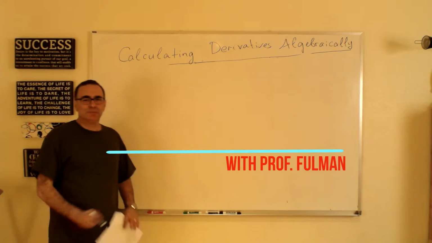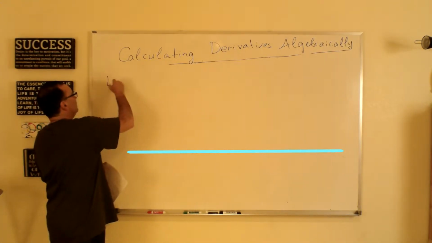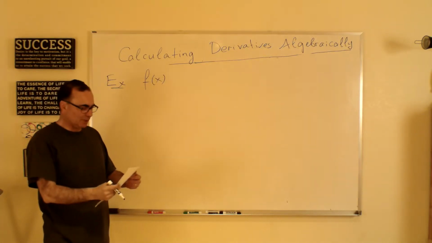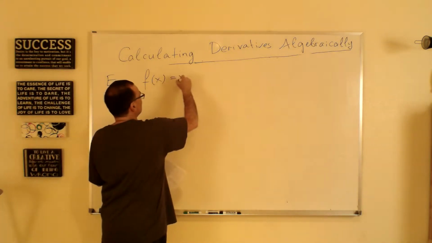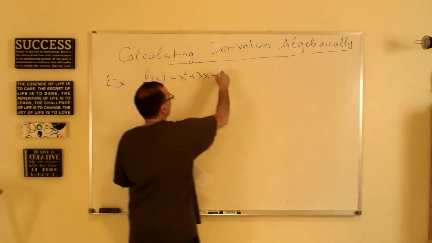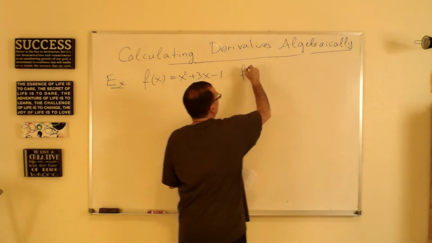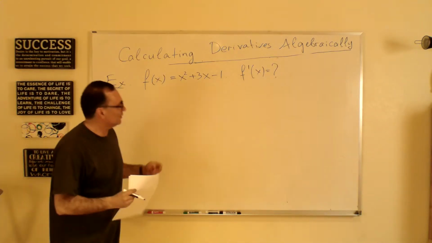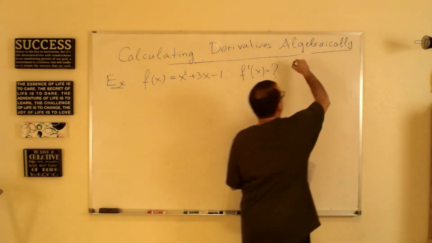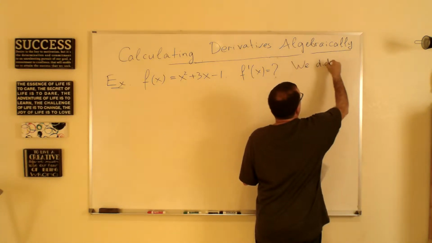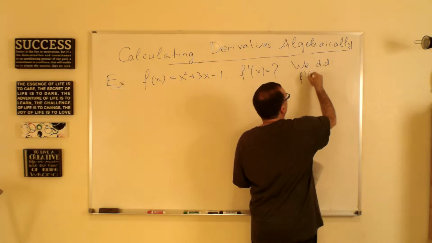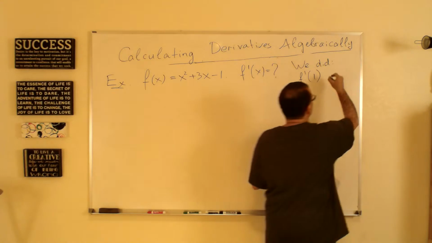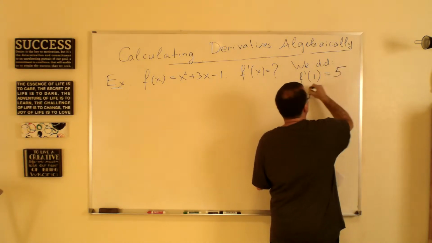So the next example, I want to show you the same function that we previously calculated numerically, and that function was x squared plus 3x minus 1. So the question is, find the derivative. And I remind you that in the numerical calculation that we previously did, we did only f prime of a, and then a was 1.